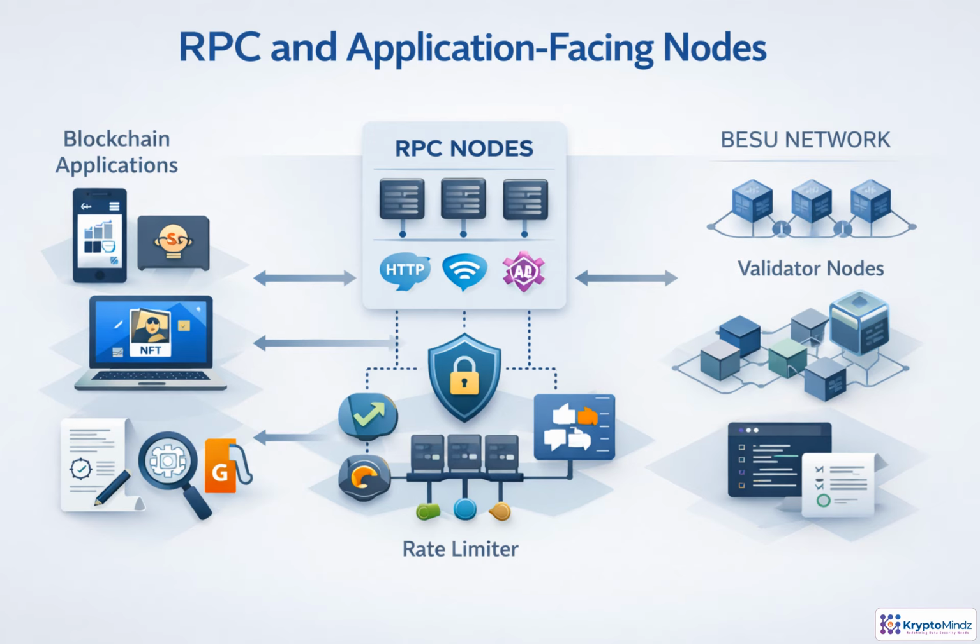RPC nodes are the application access layer for the Besu network. Applications use APIs such as HTTP, WebSocket, or GraphQL to read state, submit signed transactions, estimate gas, and fetch logs or receipts. Keep this layer separate from validators so application traffic cannot threaten consensus performance. In production, place authentication, authorization, filtering, and rate limits in front of it. For higher demand, scale horizontally with multiple RPC nodes behind a load balancer.